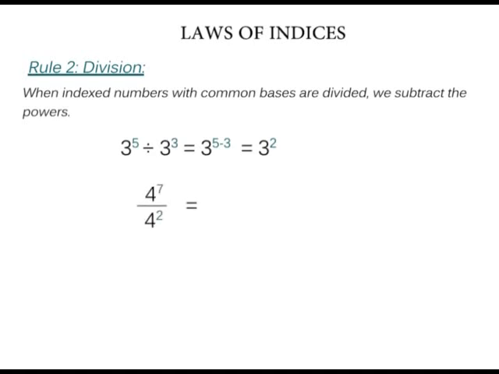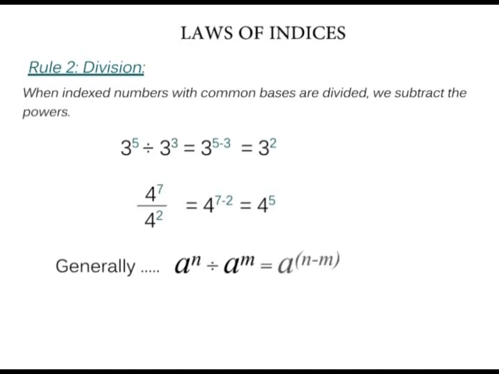4 raised to power 7 over 4 raised to power 2 is equal to 4 raised to power 7 minus 2, which is equal to 4 raised to power 5. And so in general, a raised to power n divided by a raised to power m is equal to a raised to power n minus m. Note that the bases must be the same, otherwise these rules will not apply. And so 3 raised to power 4 times 2 raised to power 3 cannot be simplified further.